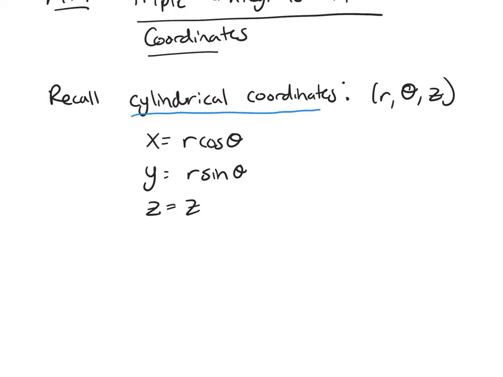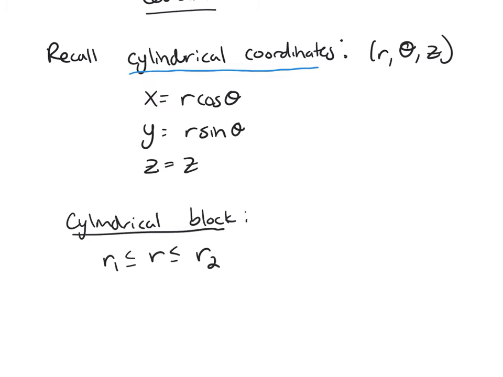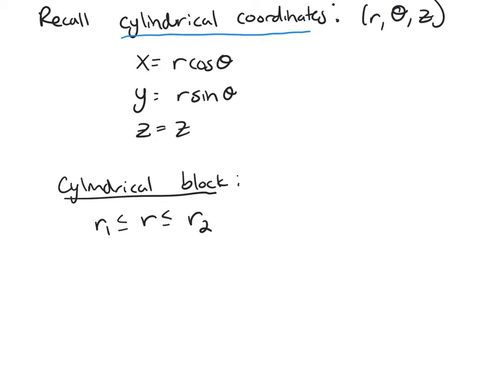And so you can talk about a cylindrical block that's given by r is between two fixed values, theta is also between two fixed values, and then z is between two fixed values.